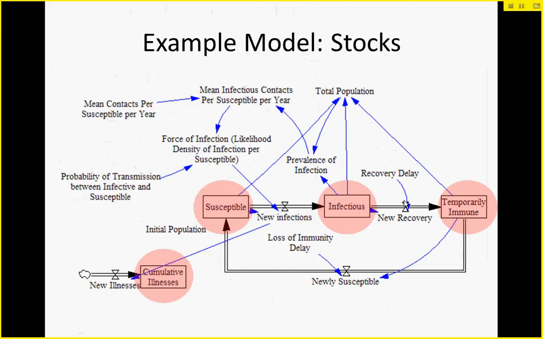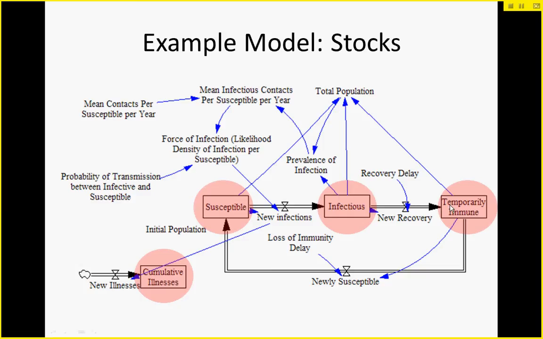In this case, we have the population divided into three categories, and then we're accumulating cumulative illnesses down here. These variables up here are called auxiliary variables, and just as when we put together a spreadsheet, we could say this cell equals the sum of these other three. This variable will be the sum of susceptible, infected, and recovered, and that will be the total population.